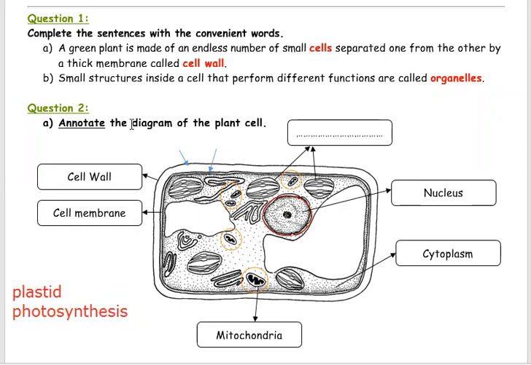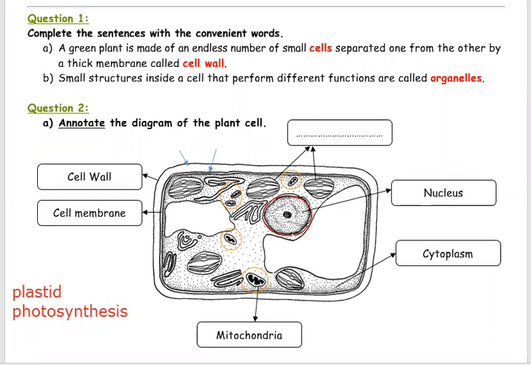Do you remember that, grade 6? When plants take water from the soil and carbon dioxide from the air, they mix them using sunlight energy and cook their own food, which is a kind of sugar. So this process is called photosynthesis. Plastids have an important job in photosynthesis.